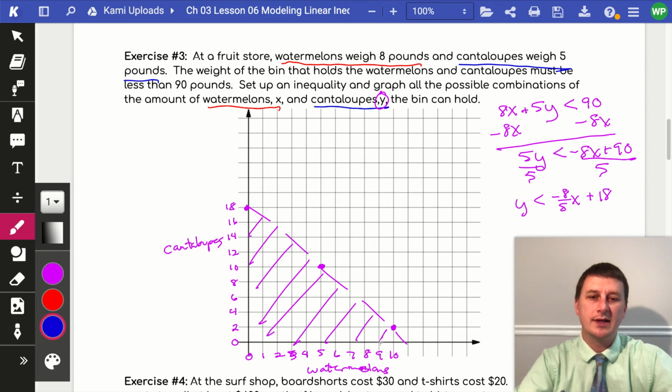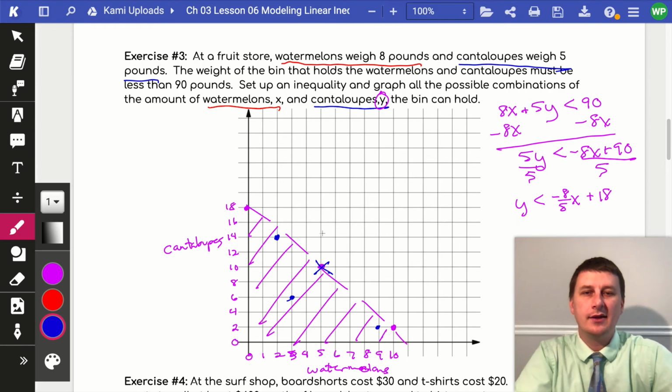That bin can hold 9 watermelons and 2 cantaloupes. It could hold 2 watermelons and 14 cantaloupes. It could hold 3 watermelons and 6 cantaloupes. But what that bin cannot hold is 5 watermelons and 10 cantaloupes. Because if it's a dashed line, the points on the dashed line are not less than that line. They are equal to that line.